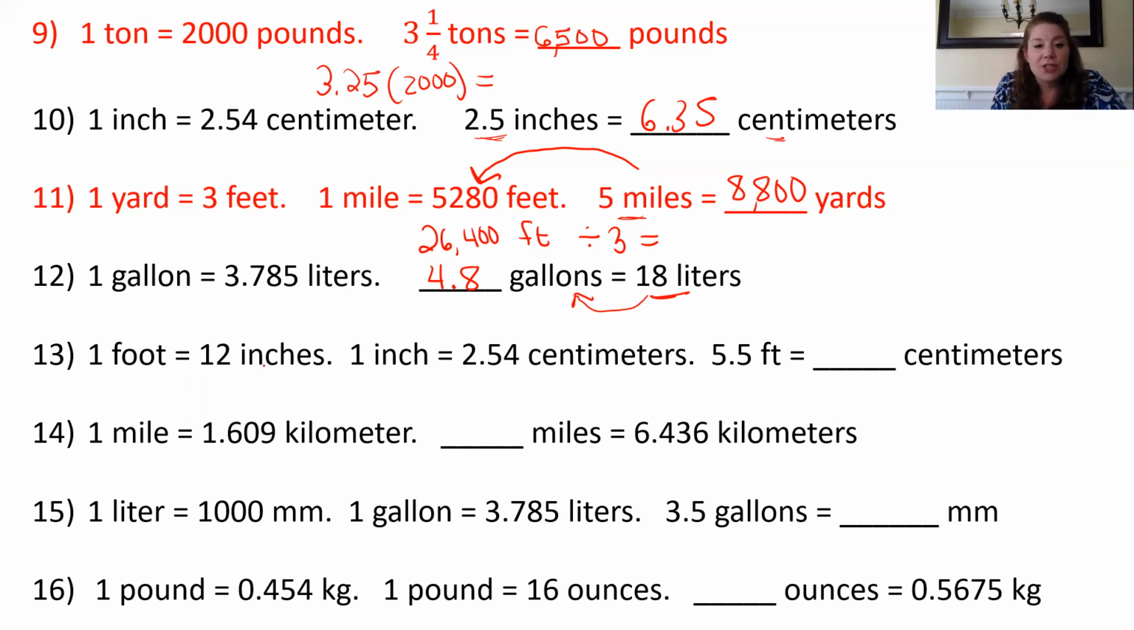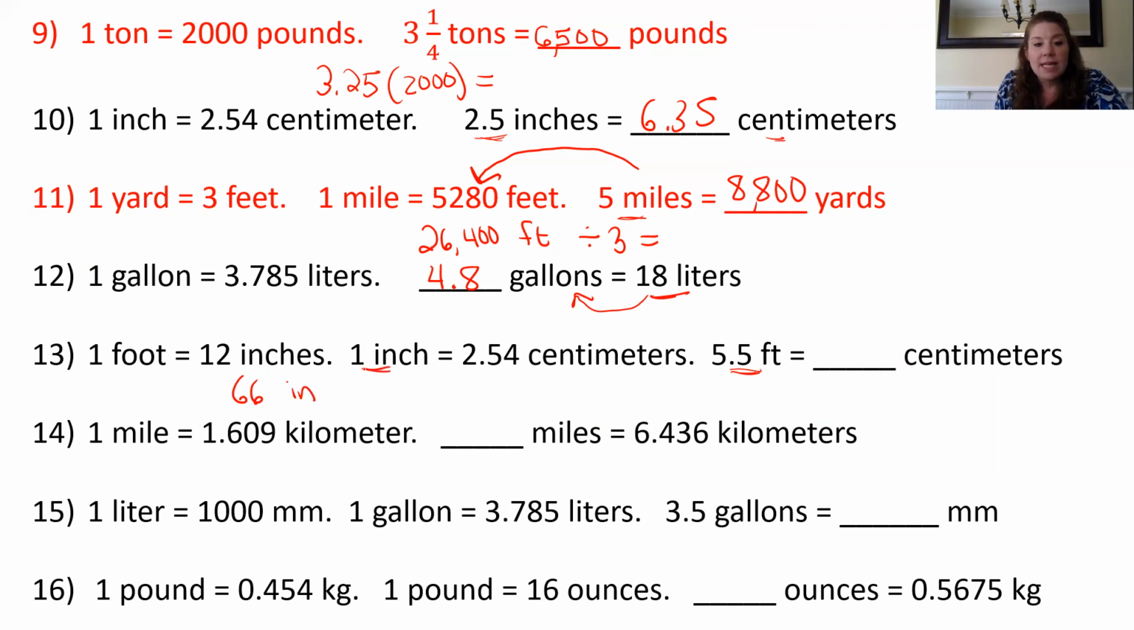1 foot is 12 inches. 1 inch is 2.54 centimeters. If I have 5.5 feet, how many centimeters? Well, first of all, I need to know how many inches 5.5 feet are. So 5.5 feet times 12 inches is 66 inches.